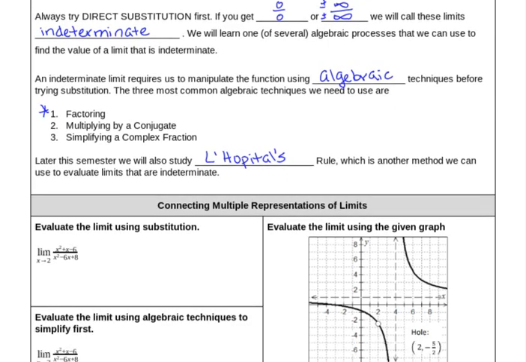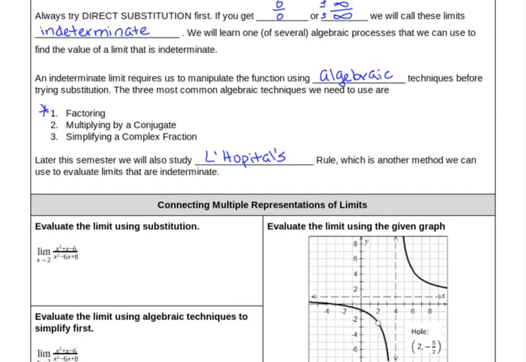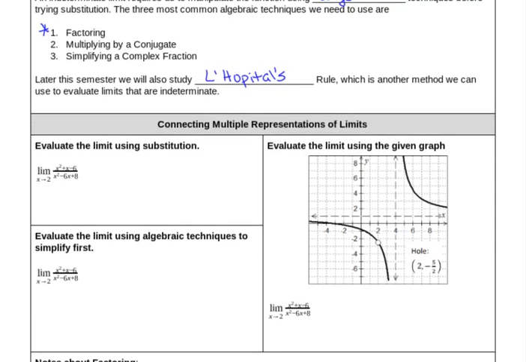So as of right now, we are just going to focus on the factoring, and everything else will come in later. So let's take a look at this first example that says evaluate the limit using substitution. Again, we know the first thing we are going to do is try direct substitution. We're going to take that x value of 2 and substitute it into our function: 2 squared plus 2 minus 6 all over 2 squared minus 6 times 2 plus 8.